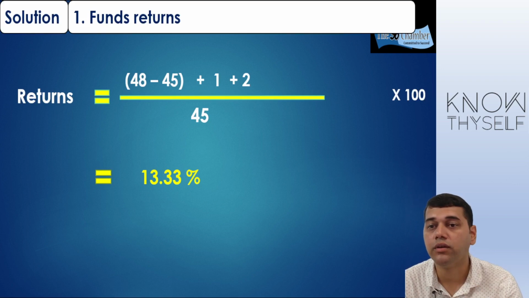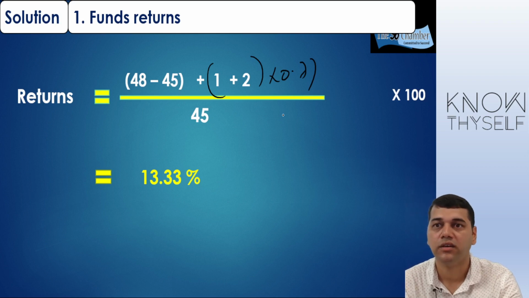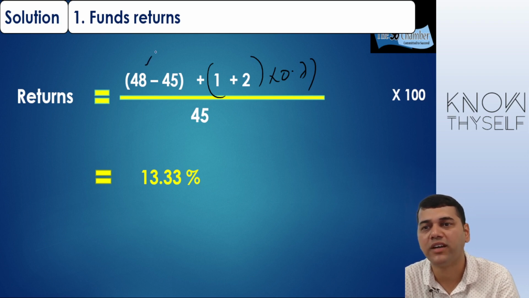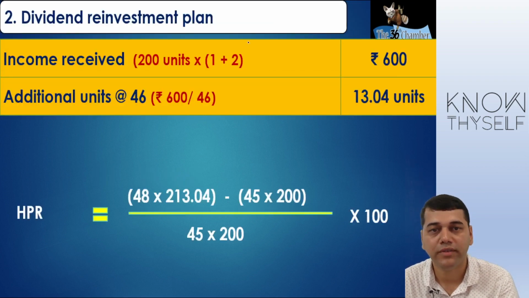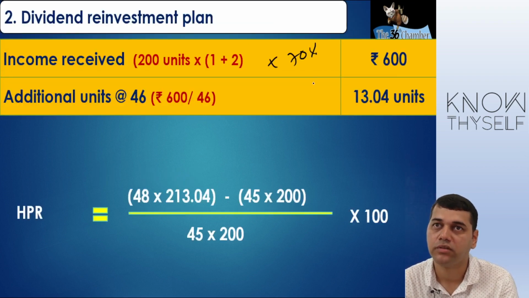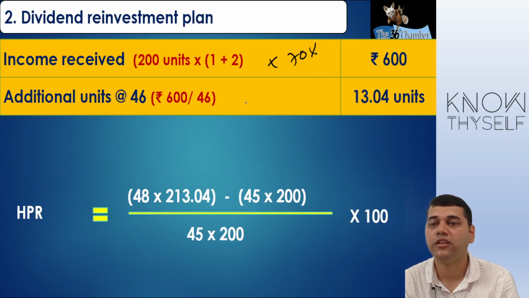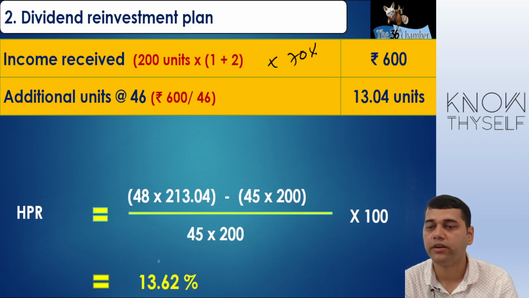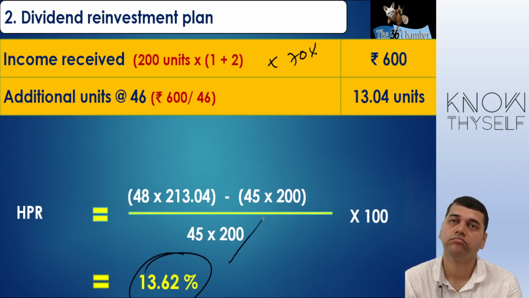Now my return is 3 into 0.7. Whatever return I got is taxed. But here there is no taxation on the capital gain because I have not yet sold it. It is an unrealized gain. Here also, net of taxation, into 70%, if at all they give. Additional units, I got 1446. So my holding period return is 13.62%.